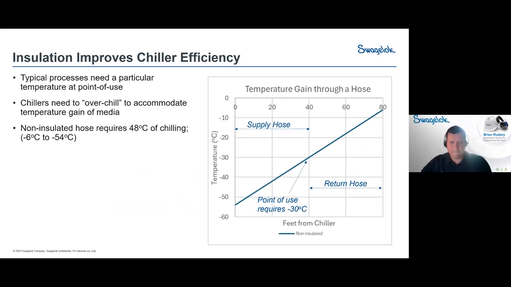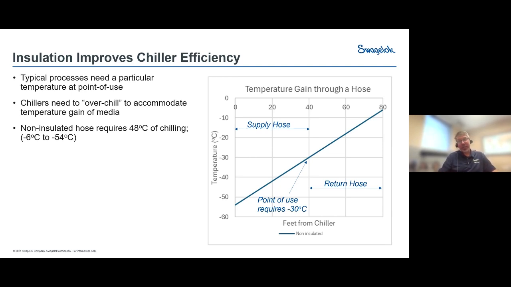Thanks, Brian. So I'm going to dive into those 3 reasons a little bit in more detail, starting with the improved chiller efficiency point that Brian made. So in this particular example, we've been lucky enough to have some users that have allowed us to study their thermal loop and determine the efficiency gains that properly insulated hoses provide.